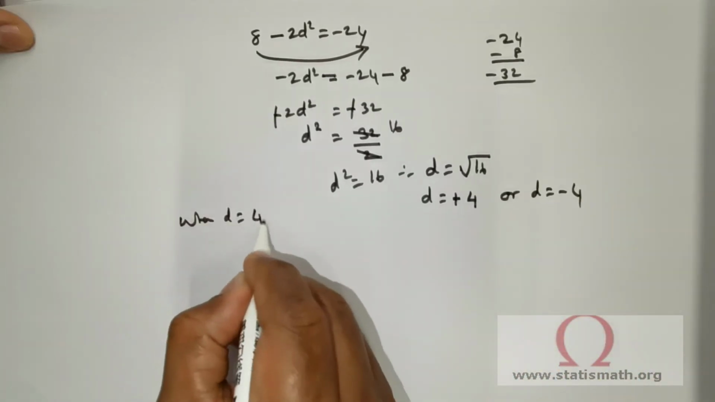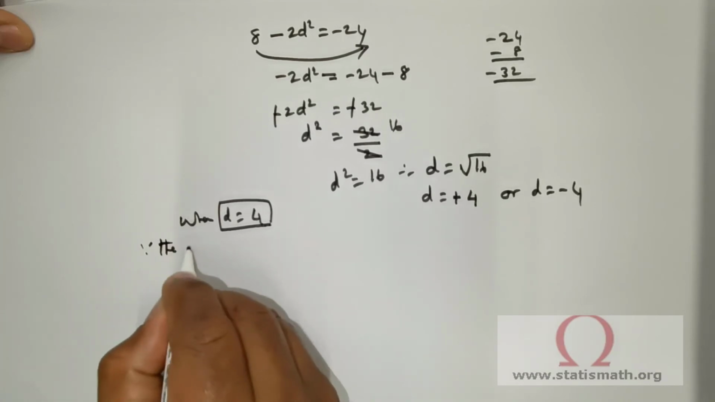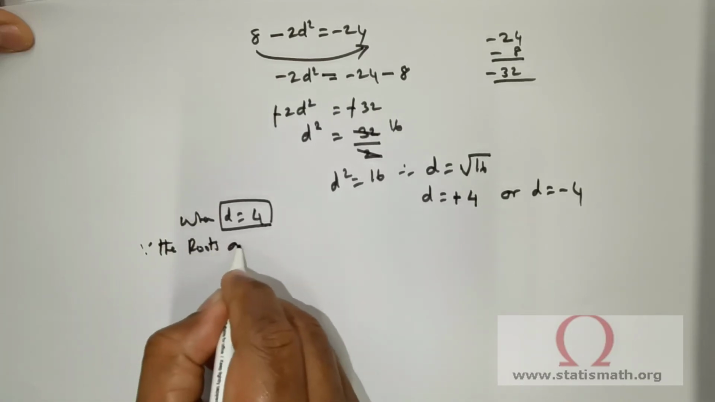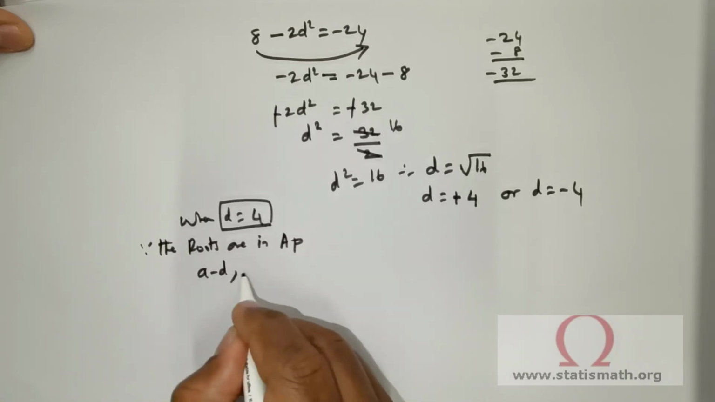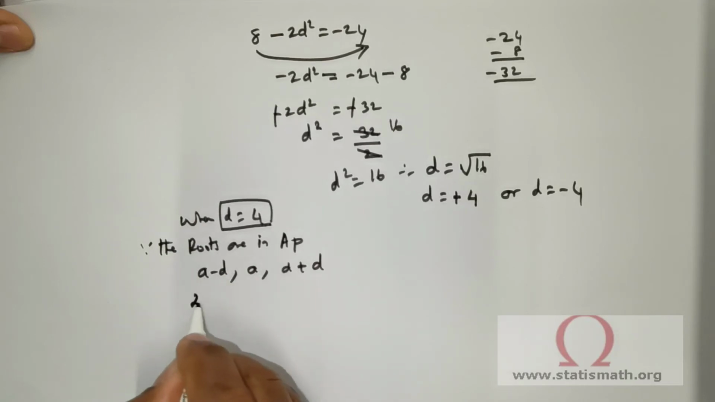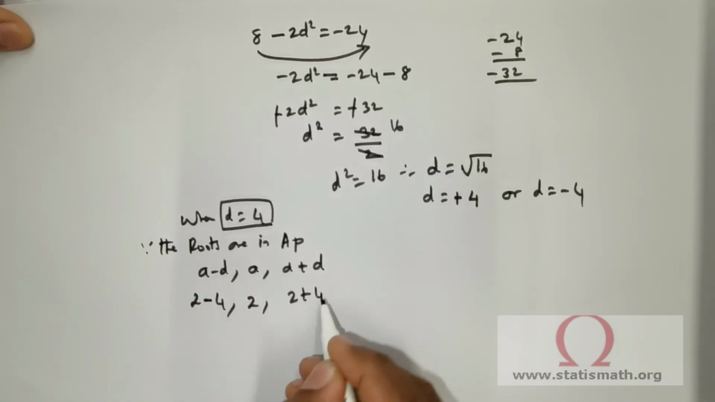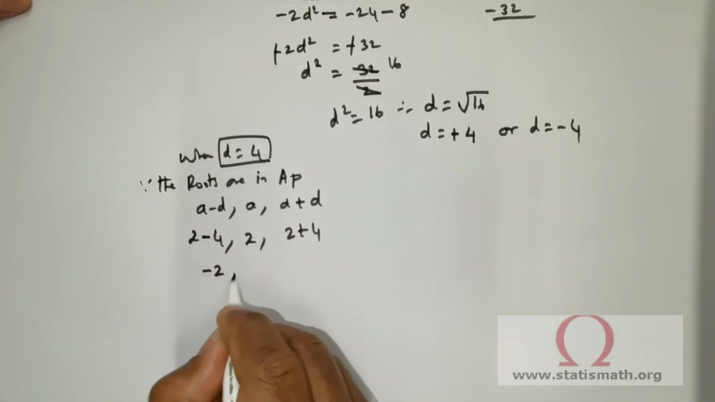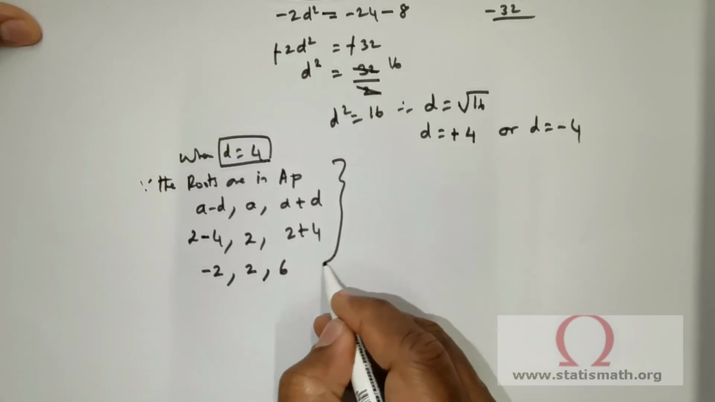When d is equal to plus 4, we need to obtain the roots. Since the roots are in AP, it's going to be a minus d, a, a plus d. We know that a is 2, so 2 minus 4, 2, 2 plus 4. This will give me negative 2, 2, 6. So this is case 1.